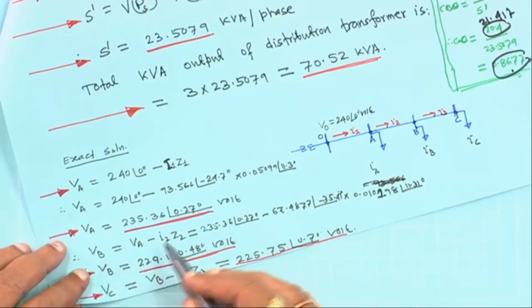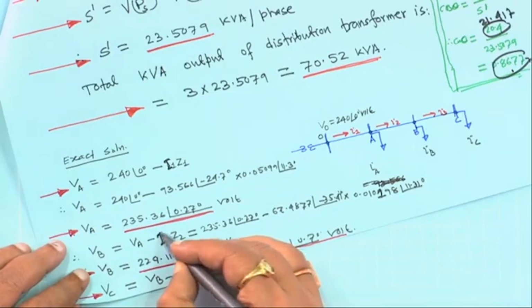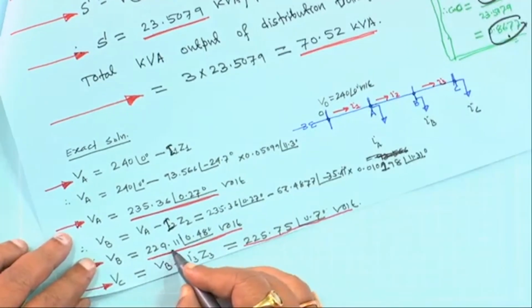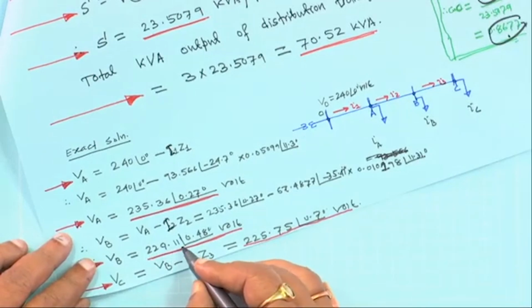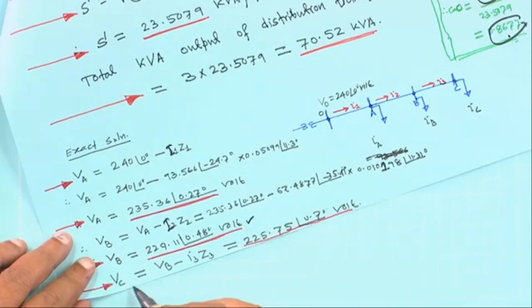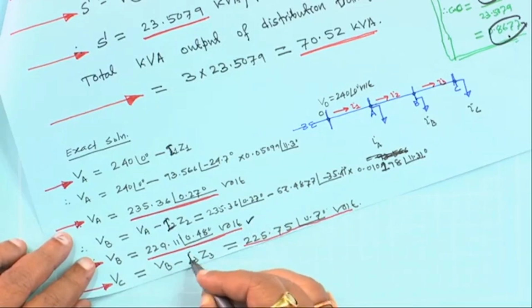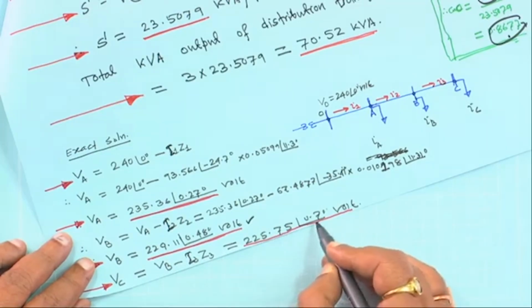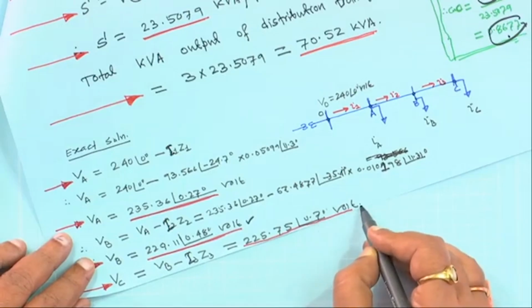Similarly, VB is equal to VA minus I2 Z2. If you simplify, VB will become 229.11 angle 0.48 degree volt, right. Similarly, VC is equal to VB minus I3 Z3. You substitute this VB value and I3 Z3 value, you will get 225.75 angle 0.7 degree volt, right.